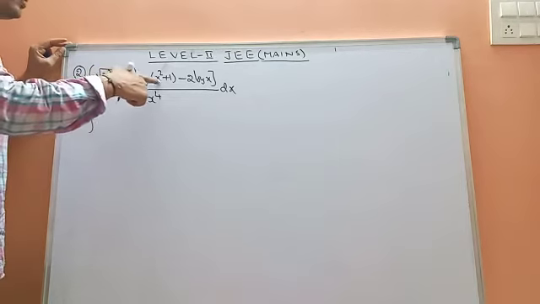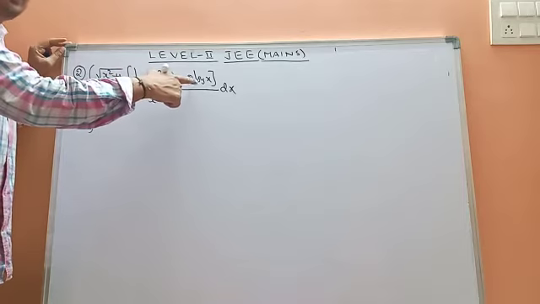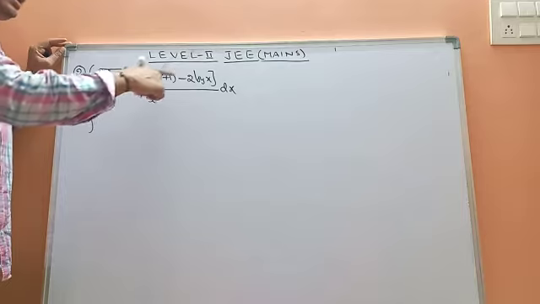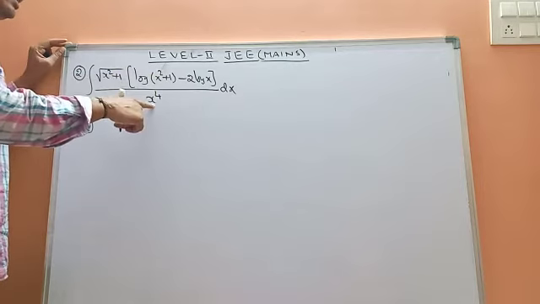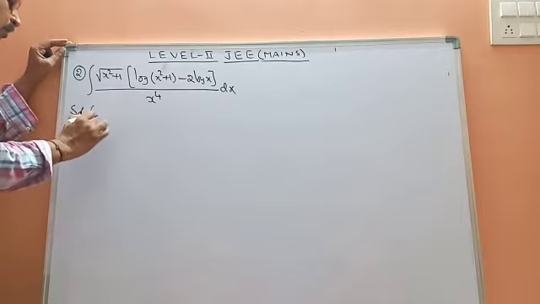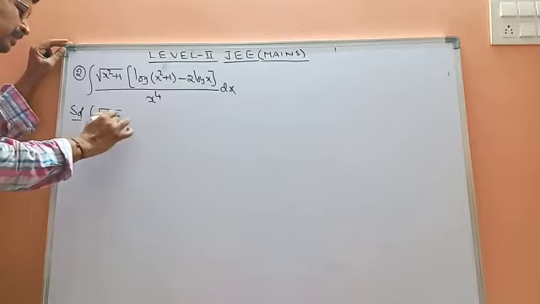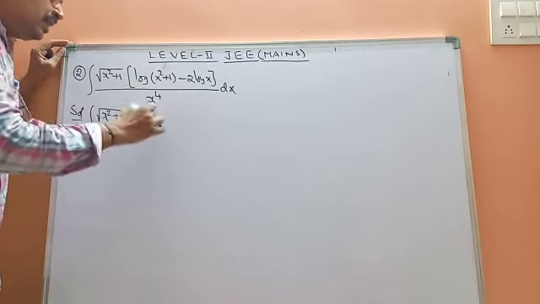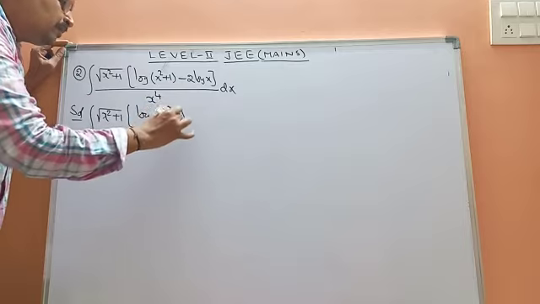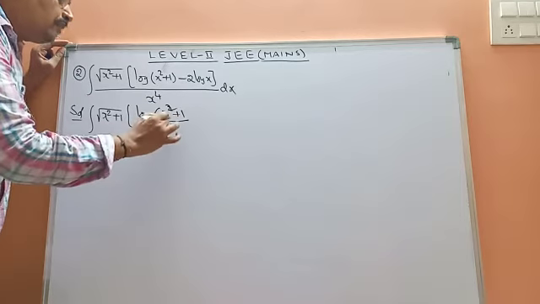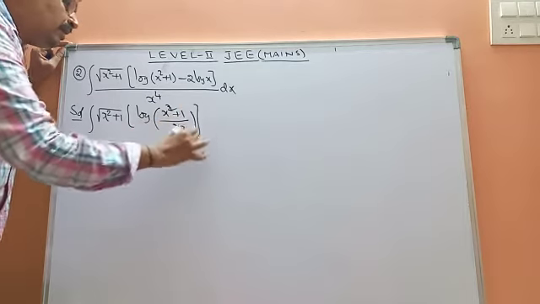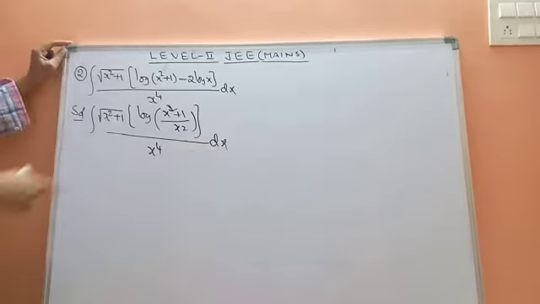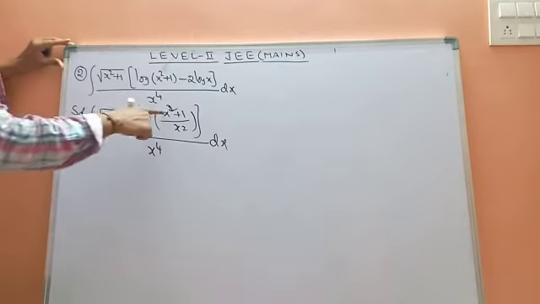This is log of x square plus 1 minus 2 log x. 2 log x means what? Log of x square. So log m minus log n is log of m by n, and this can be written accordingly. Here x to the power of 4 is there. The first step is the square root of x square plus 1 into log m minus log n, so directly I write log of (x square plus 1) by x square, by x to the power of 4 dx.